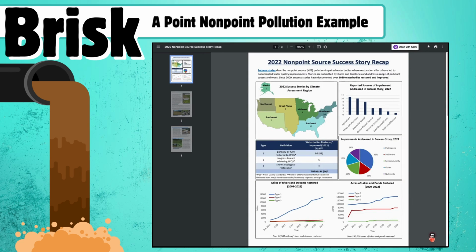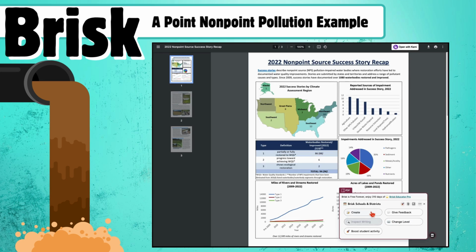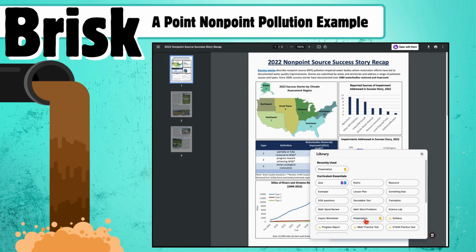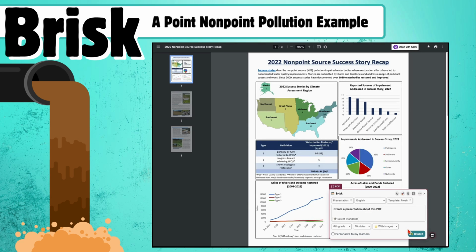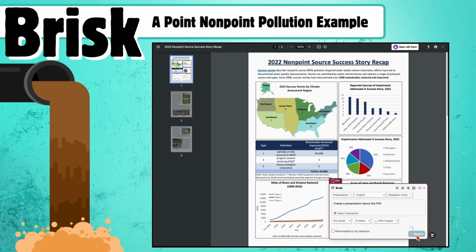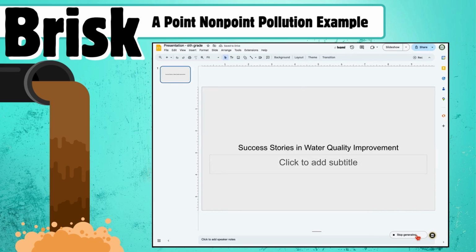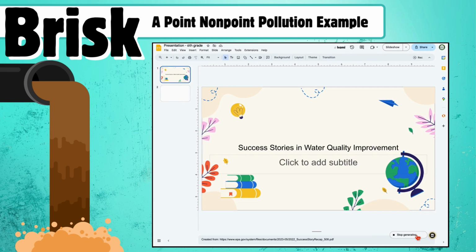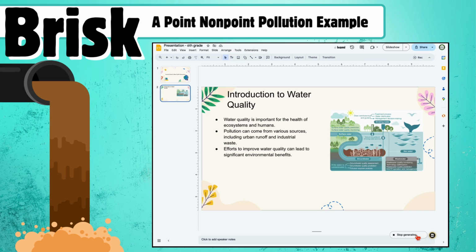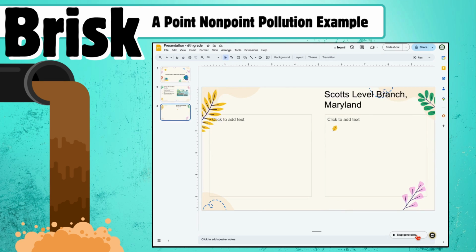So what I'm going to do is, if you click on Brisk and you click create, I'm going to have it generate a presentation from this stuff here. So let's go ahead and do that. Create a presentation about this PDF. And you click Brisk. And it is going to then generate me about 10 slides.